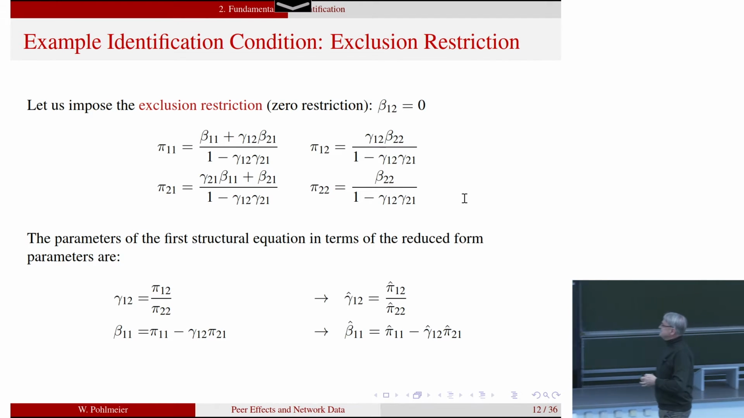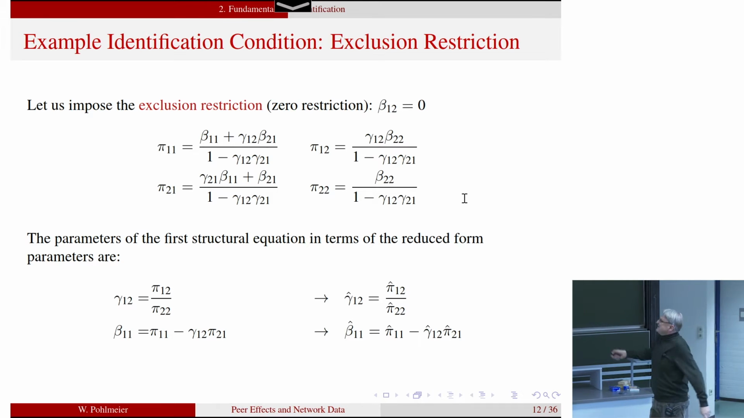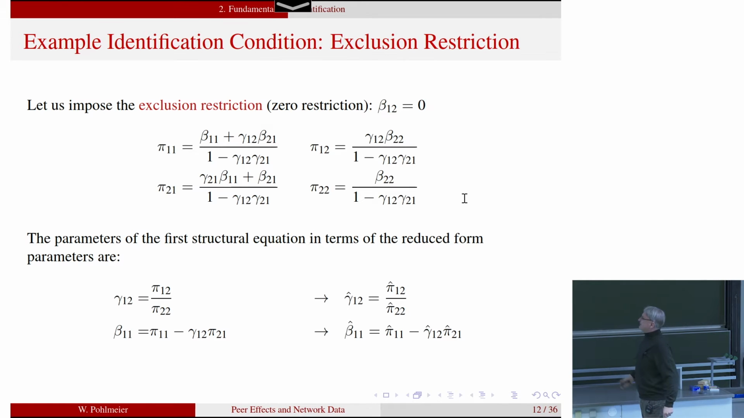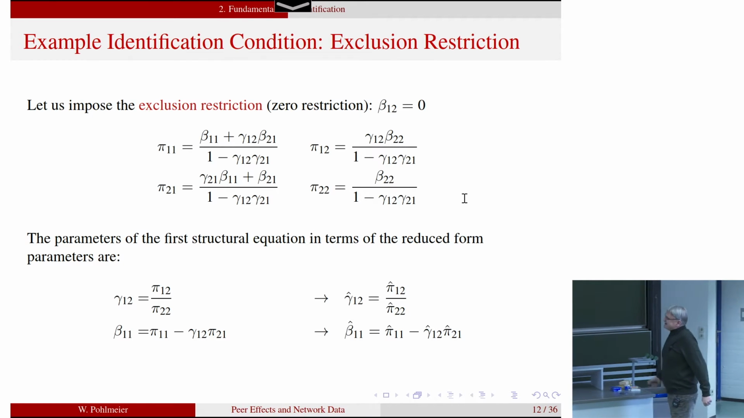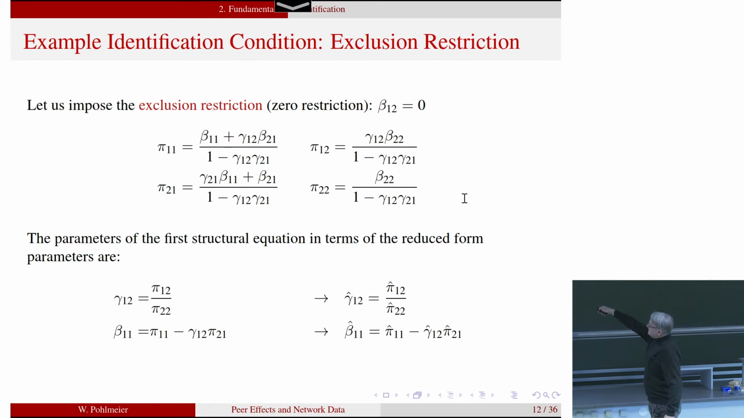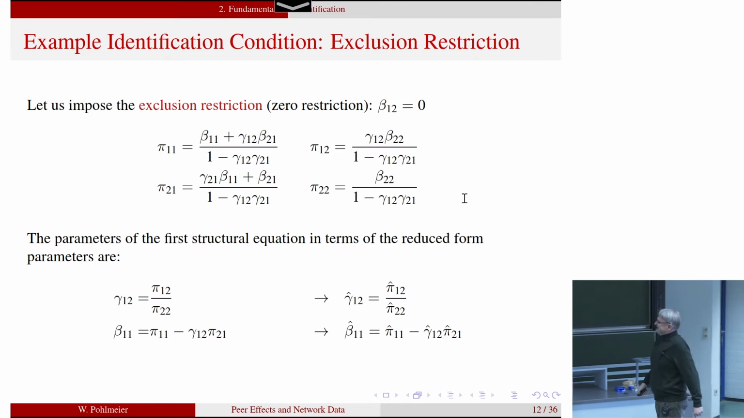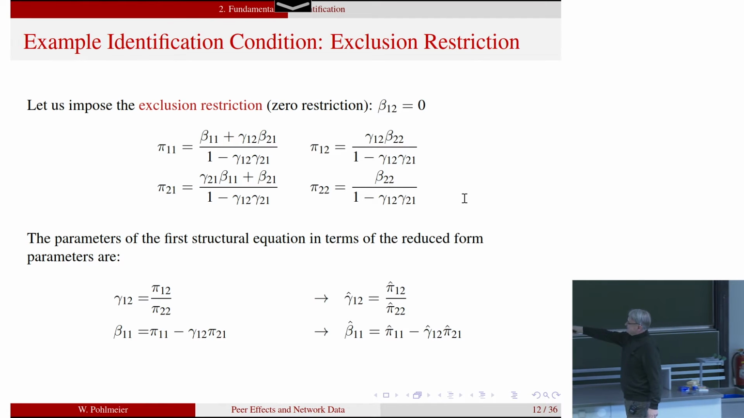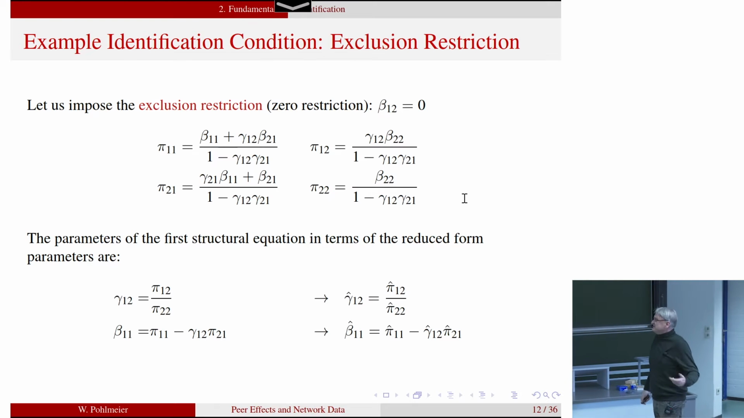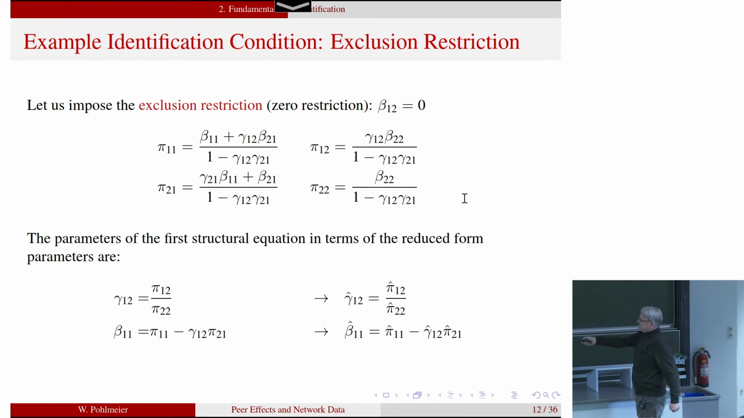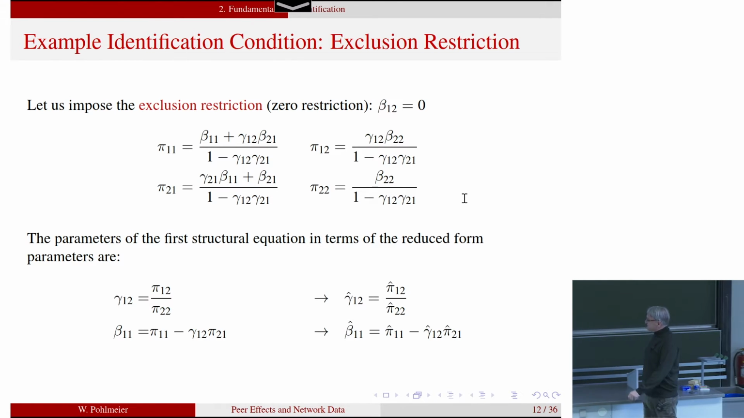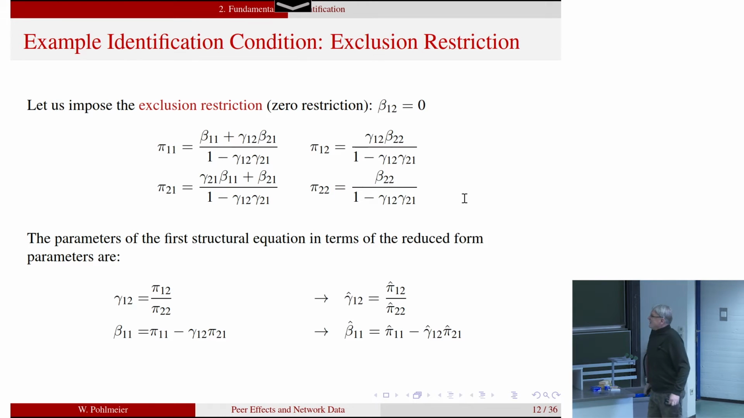Okay, just to show you how can we develop rules to identify such a system. I'm staying with the simple model here. Let's assume that beta 1,2 is 0. That means the second variable has no impact on the first equation. Then the reduced form parameters have a little bit a different form, and you can infer then from the reduced form parameters one-to-one on the structural form parameters. You can solve that system. Yeah? That is an identification condition. And so gamma 1,2, that would be the peer effect, if you like, in the system that is identified now by the reduced form.